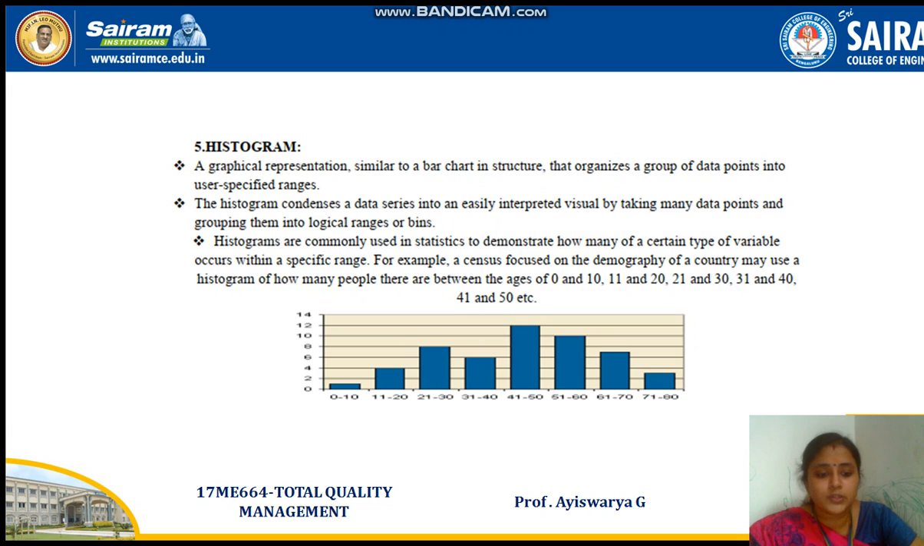A histogram is also more or less a graphical representation. It is similar to bar charts. A group of data will be collected, and a histogram means a data series will be made. For example, in this diagram you can see a histogram, like graphical bar charts. From 0 to 10, 11 to 20, 21 to 30, like that they have categorized up to 80.